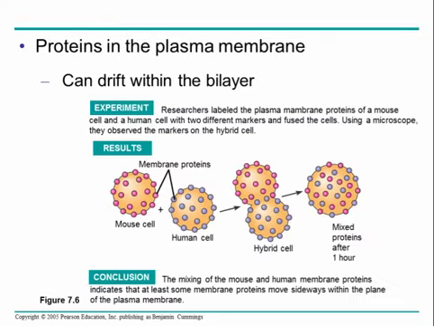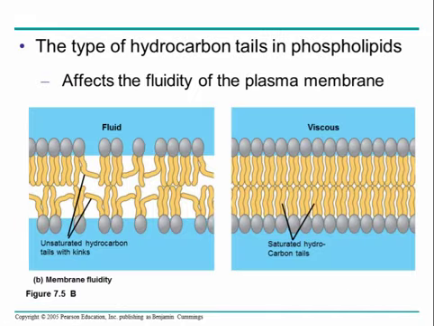The proteins found within the membrane, we also know that they move around. This was some original research done using plasma membrane proteins between a mouse cell and a human cell, and they were radioactively labeled. And they hybridized, they combined these 2 cells together, and then they looked after 1 hour at how the proteins were arranged on this hybrid cell. And what they found was when they mixed it, some of the membrane proteins moved sideways within the plane of the plasma membrane, and they all sort of intermixed. And thus we knew that proteins moved around in the plasma membrane.